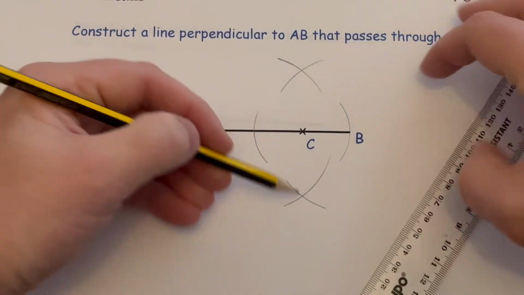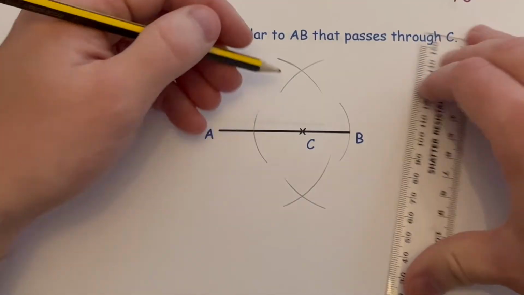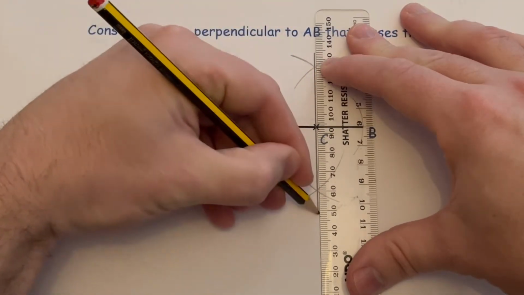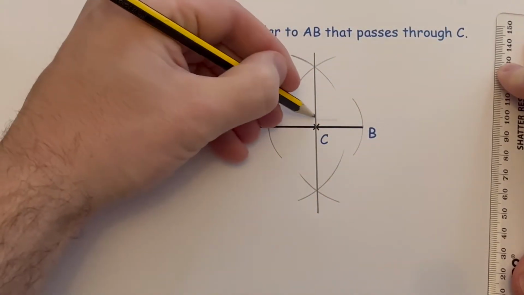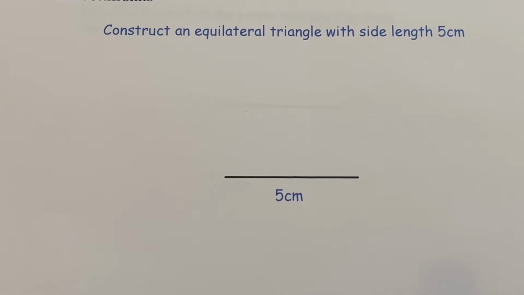Now if I get my ruler and pencil, I can draw a nice straight line that goes through where these arcs intersect, the top and the bottom, and also the point C, so like so. And that's it. That line would be at right angles to AB, and it passes through the point C. Okay, let's have a look at our next construction.